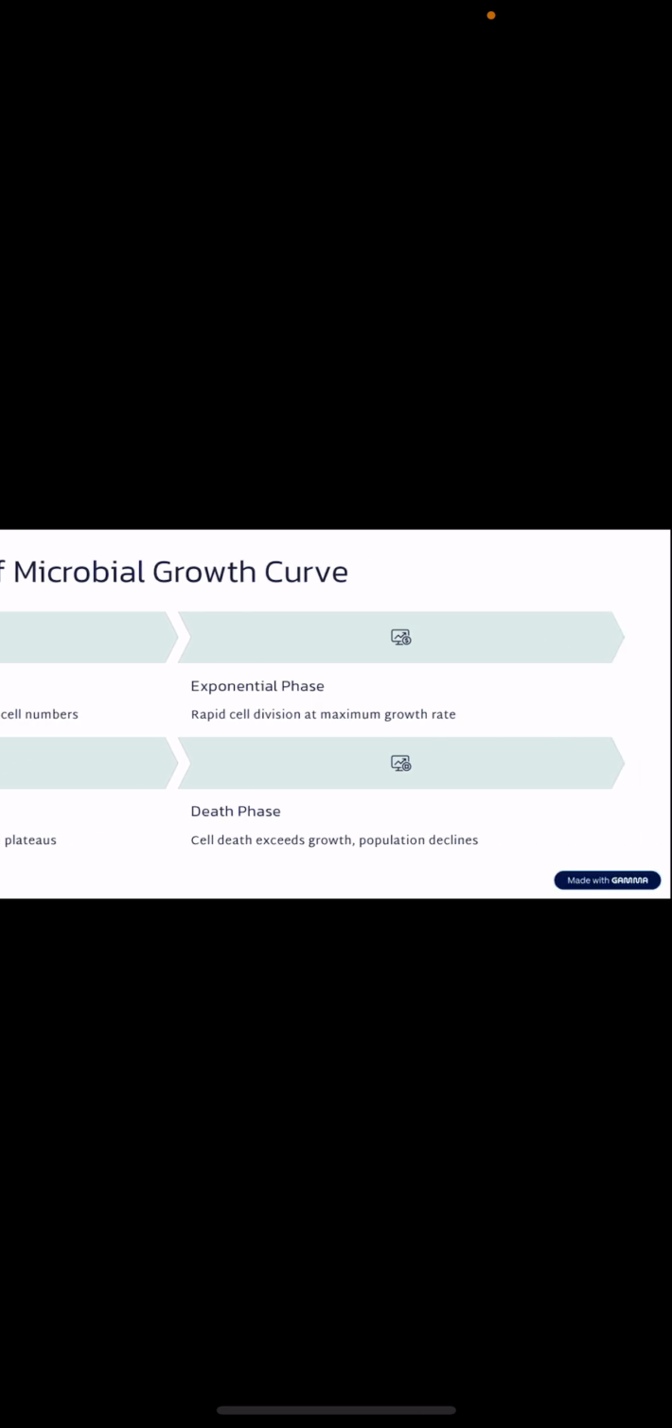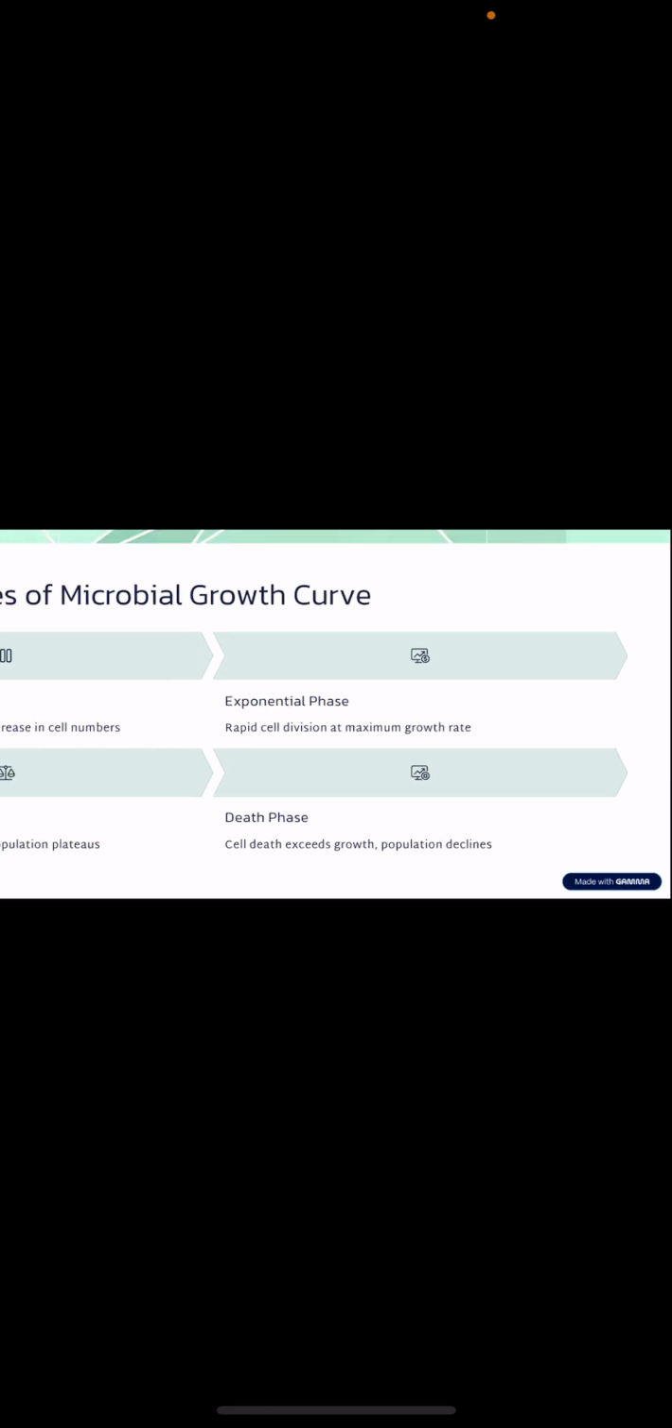Then comes the death phase. Death phase is where cell death exceeds growth and the population declines. So death phase is where the microbes begin to die because the conditions are no longer good. The main reason why microbes start dying at this phase is because the conditions are no longer appropriate for a particular microbe to grow or divide.